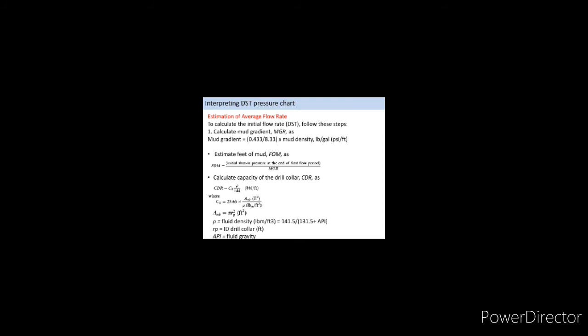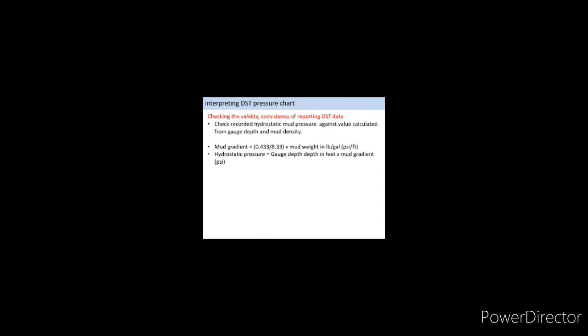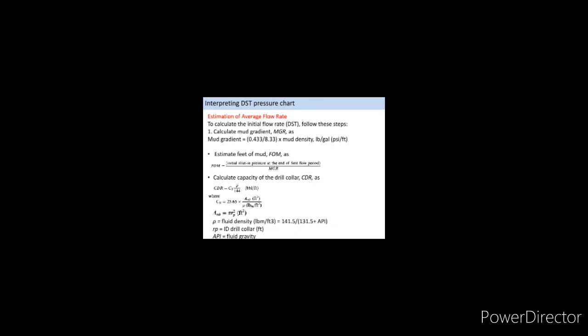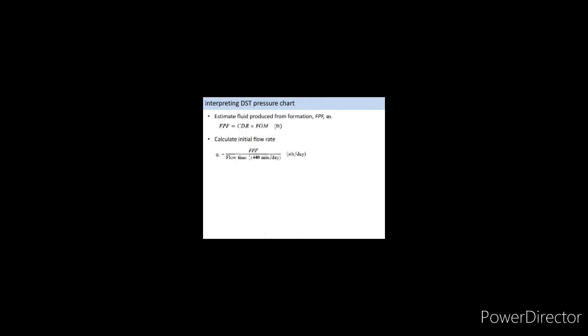But here I have taken it as 0.00607 barrel per feet, so it is already given, so we'll use this. If it is not given, then we can use this formula and calculate.